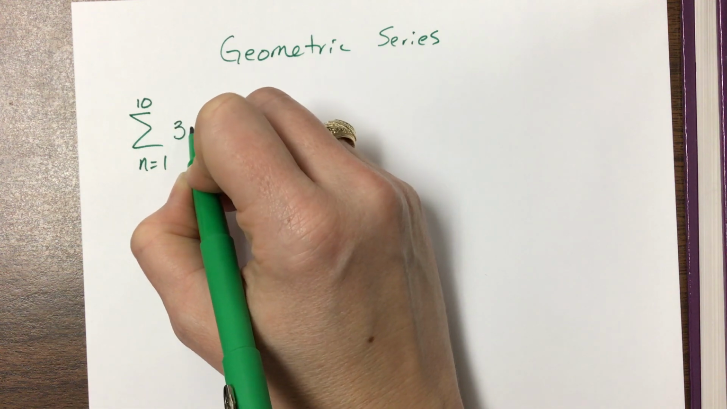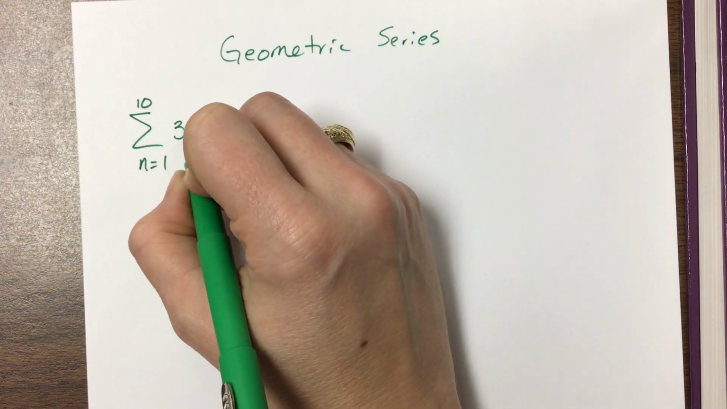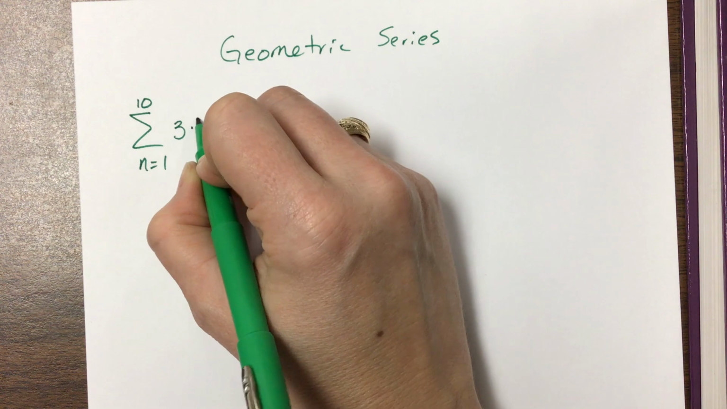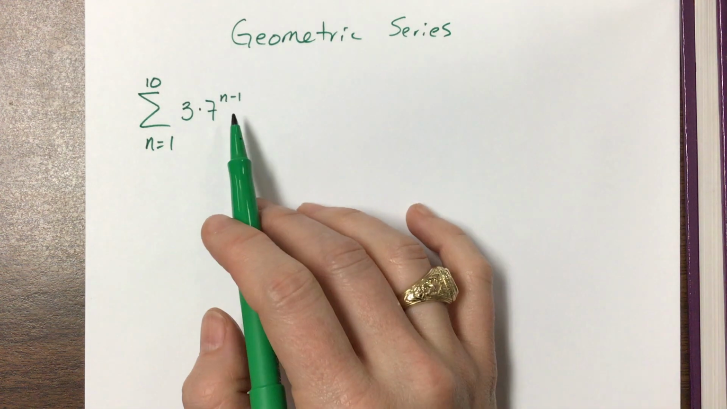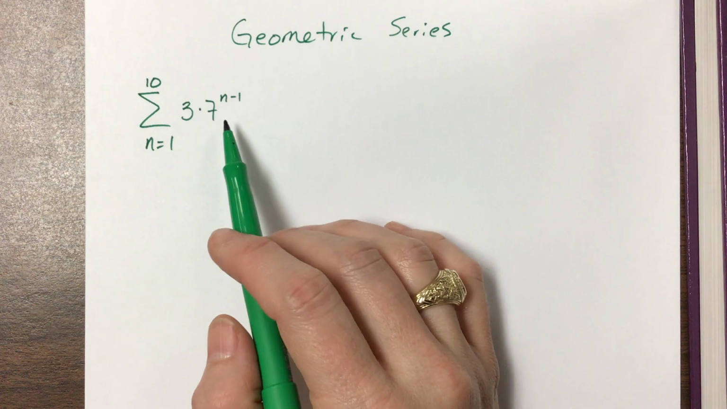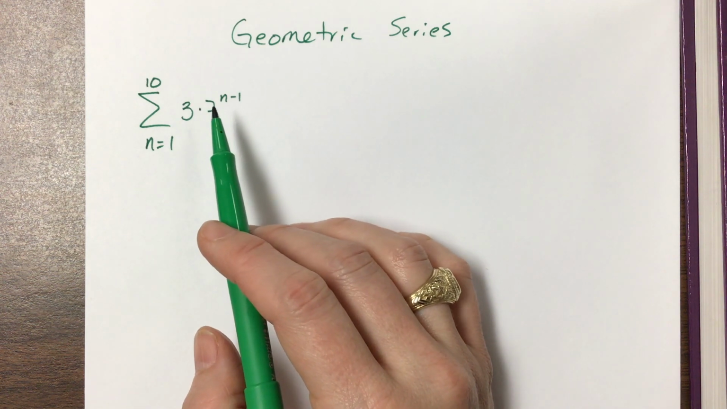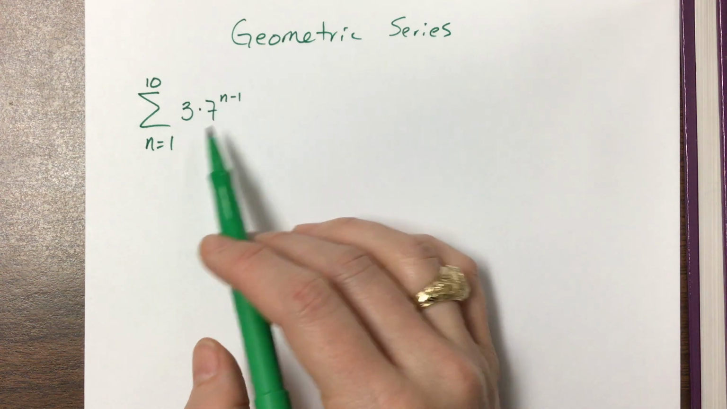3, my kids yelled out, oh, they said 5 and 7 in first period, I think. But anyway, I already wrote down the 3. 3 times 7 to the n minus 1. So you'll notice, if you see this, this is a geometric. You remember arithmetic looks linear and geometric looks exponential.